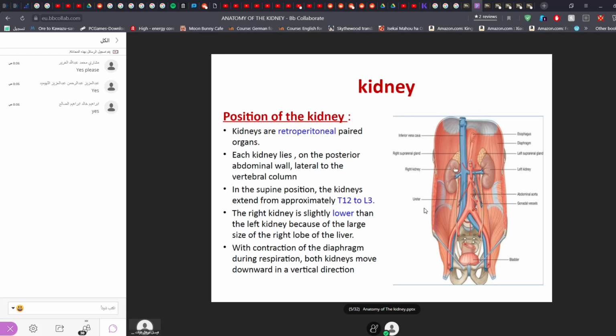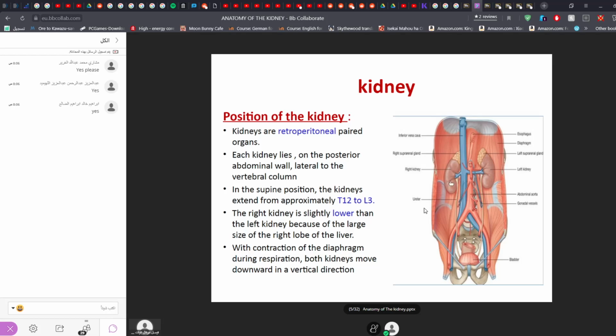In surface anatomy, we differentiate the organs in different quadrants or regions. Usually the kidney lies in the epigastric region, the right and left hypochondriac regions, the lumbar region, and the umbilical region. So the majority, if we talk about both kidneys, lie in the hypochondriac region, epigastric region, umbilical region, and right and left lumbar regions.